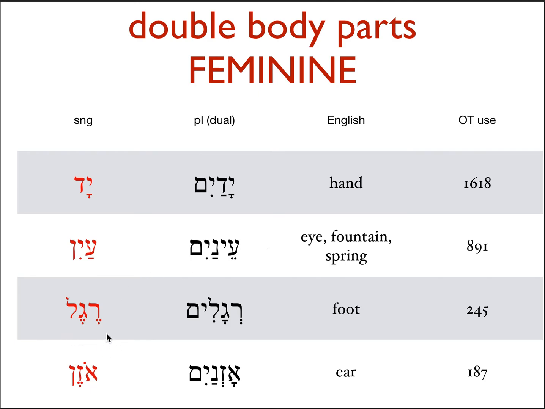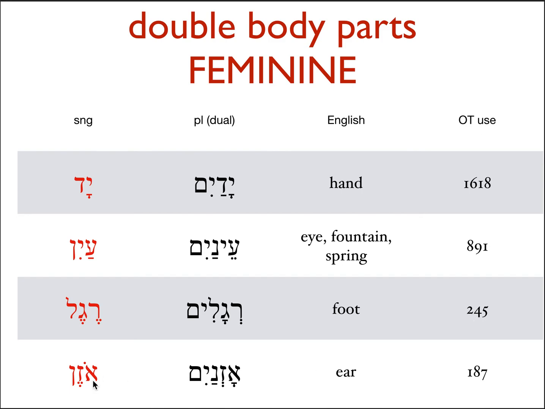Next, we have regel. Regel is a foot, and though it ends with l, which would be a masculine ending, it looks masculine. It's not the feminine a or t or ot. This is a feminine word, and the plural is im, which looks masculine, but it is still a feminine word. So all of these are feminine. This means foot or feet, not as common.